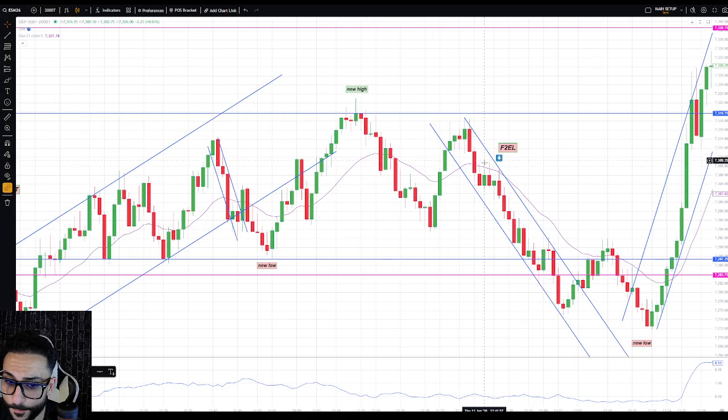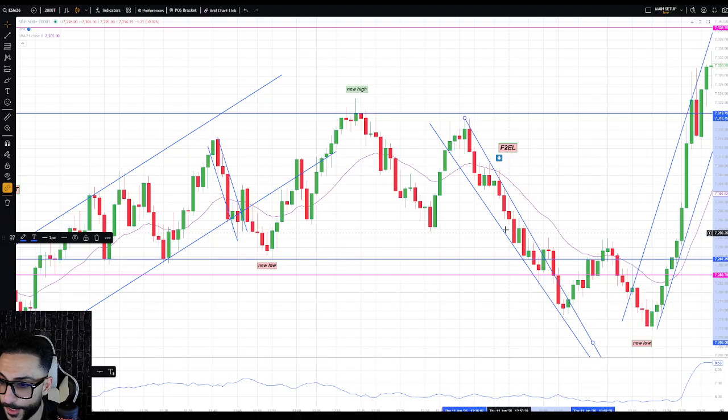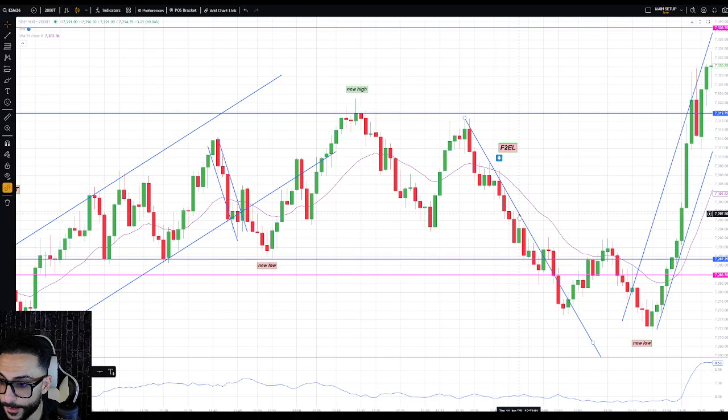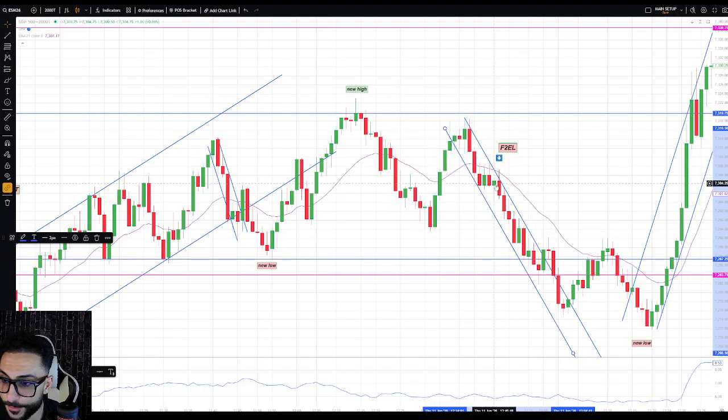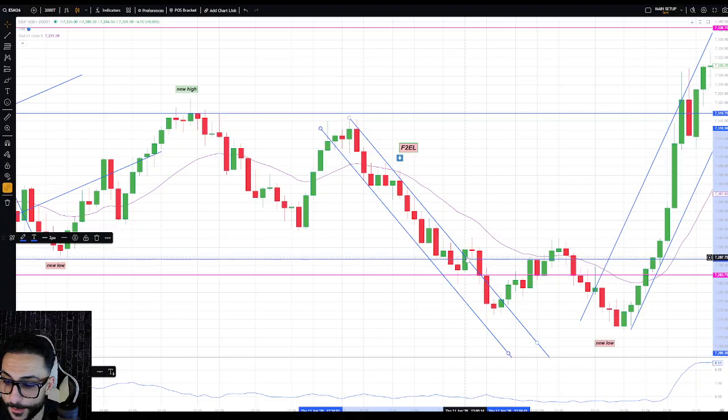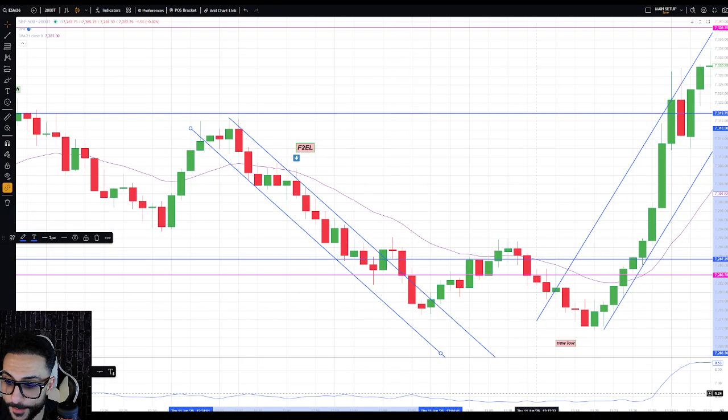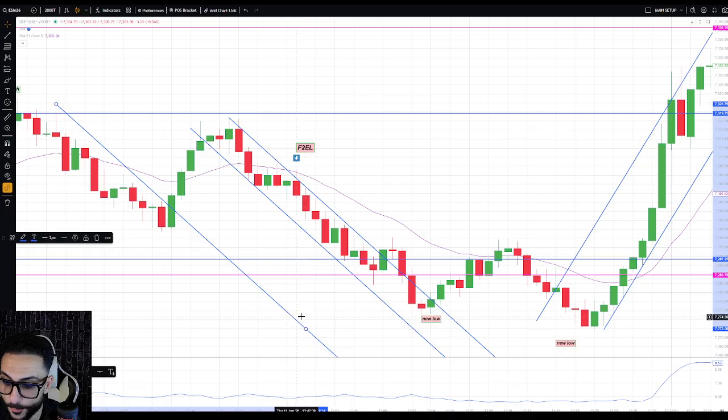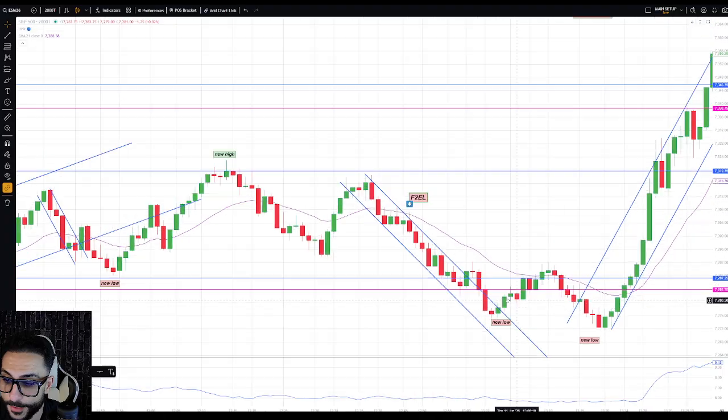So now we ended up pushing lower, right? Oh, let me draw this a little tighter. We ended up pushing lower and we made a new low. Okay, this downtrend played out. Why? Because we ended up breaking above it right here and making a new low. So now the downtrend played out and we are at the key level, the support.